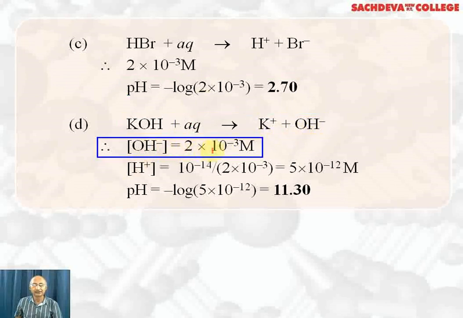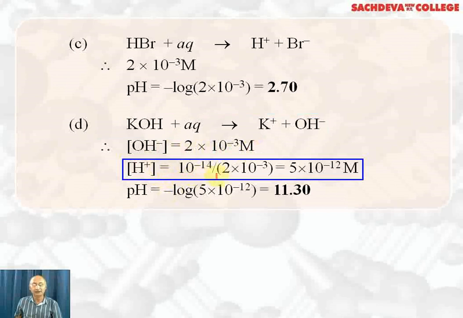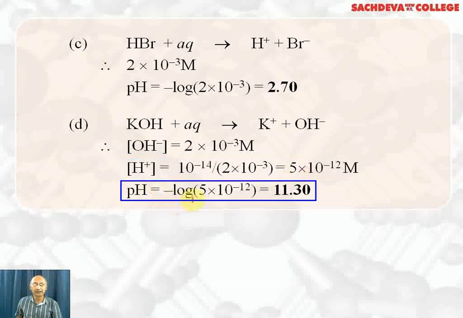OH concentration is 2 into 10 power minus 3 molar. [H+] concentration will be Kw divided by the molar concentration of OH ion. That is 10 to the power minus 14 divided by 2 into 10 power minus 3. This comes out to be 5 into 10 power minus 12. pH is equal to minus log of 5 into 10 power minus 12, which comes out to be 11.30.